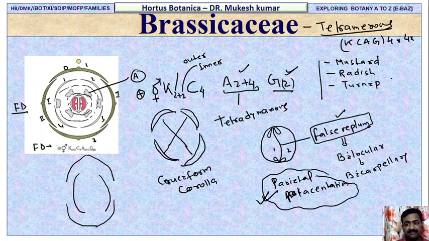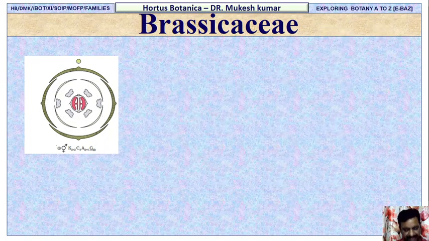Okay, so a question will come where there is a tetradynamous condition. All these 3 will be the tetradynamous condition. Now, where the cruciform corolla will be there? Yes, all these 3 will have the cruciform corolla, right? Yeah, the same thing what I told you.